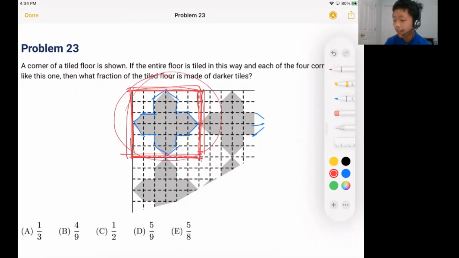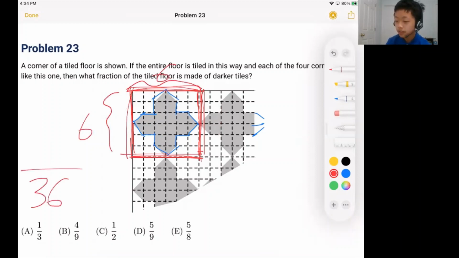So we see that this red tile is a 6 by 6 square, so the area of that tile is going to be 36. Then for the shaded portion, each of these squares has area 1, right? So you have 1, 2, 3, 4, 5, 6, 7, 8, 9, 10, 11, 12. First you have 12 of these small unit squares. And then you have these 4 triangles on the corners here. And each of these triangles has area 1.